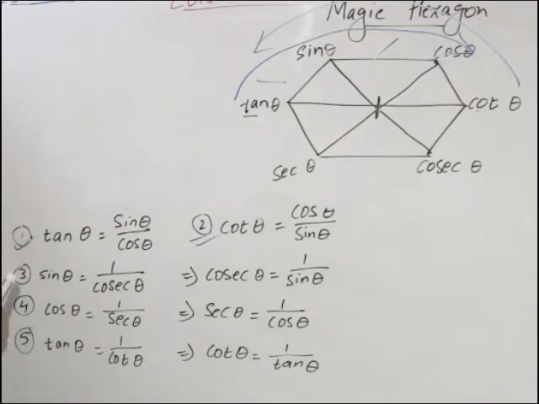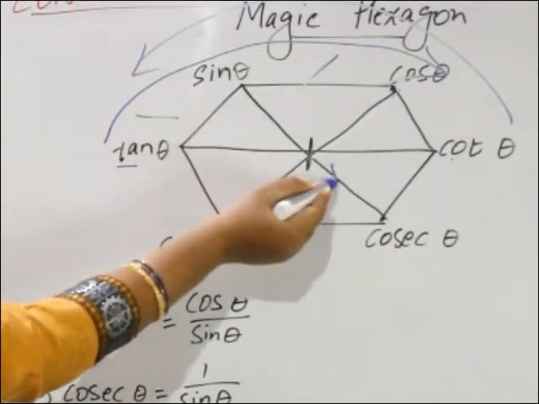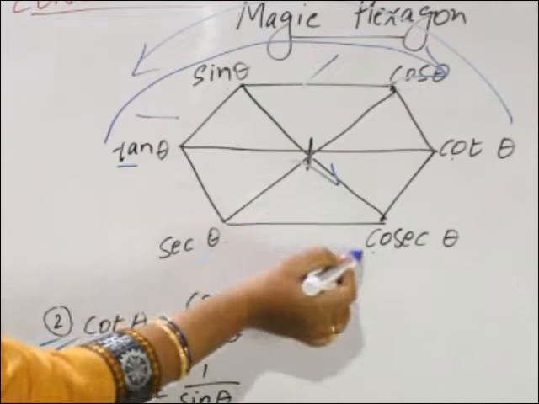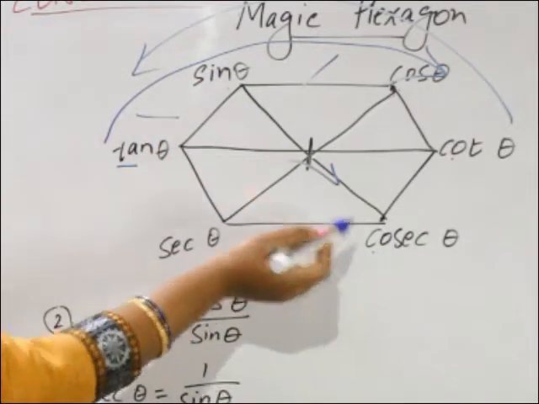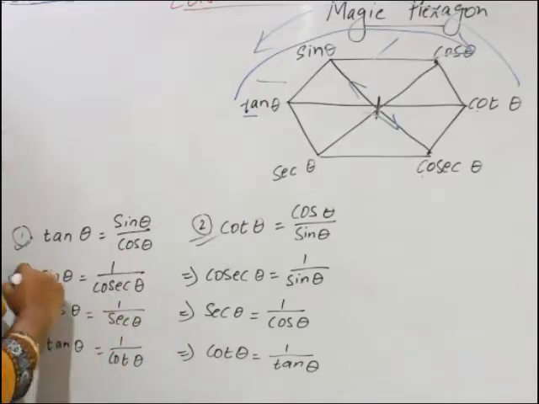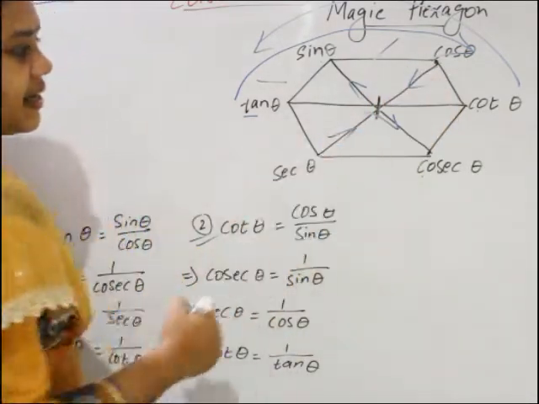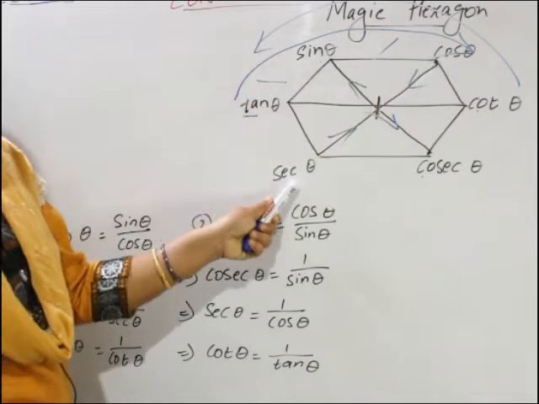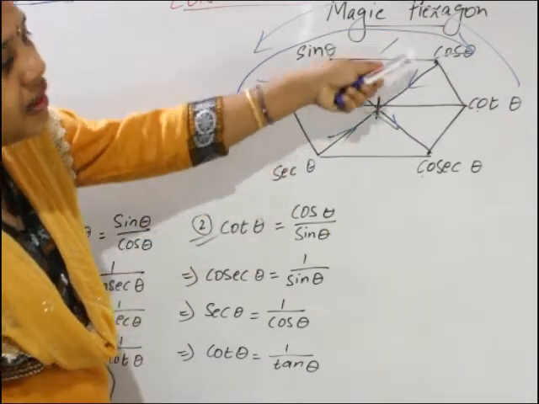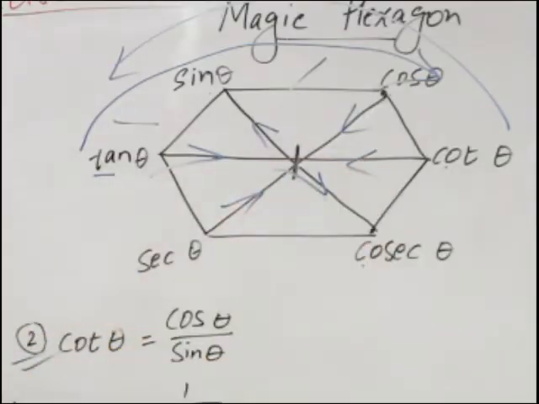Okay, now next comes, you see, this diagonal: sine theta, this one and this one connected. Sine theta equal to 1 by cosec theta, cosec theta equal to 1 by sine theta. Okay, next this one, this and this connected. Cos theta equal to 1 by sec theta, sec theta equal to 1 by cos theta. Reciprocal. Next, this and this connected. Tan theta equal to 1 by cot theta, cot theta equal to 1 by tan theta.